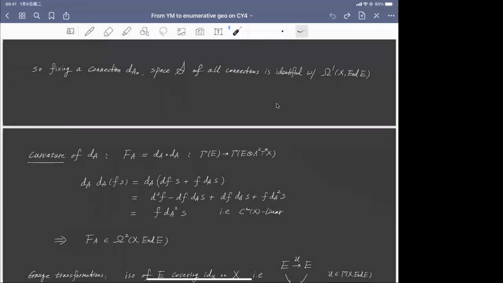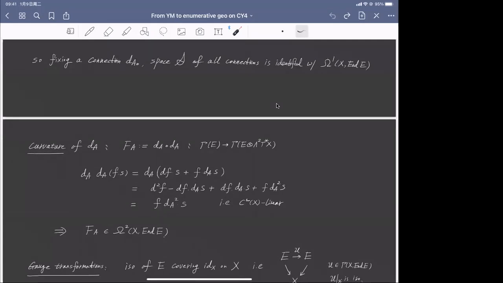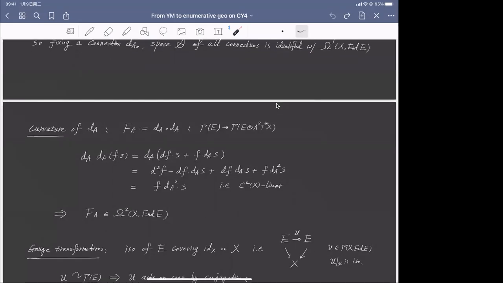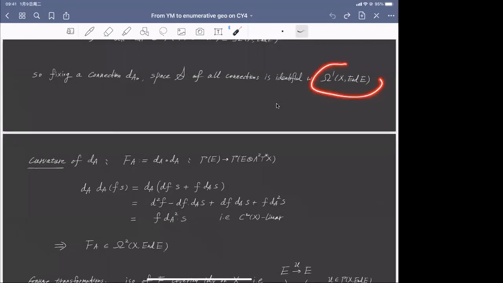So by easy computations based on this Leibniz rule, we see that this curvature as a map from this space to this space is also C infinity X linear. So this is by easy manipulation. Then we see that the curvature is also a bundle valued two form now. So now connection is a bundle valued one form, and the curvature is a bundle valued two form.